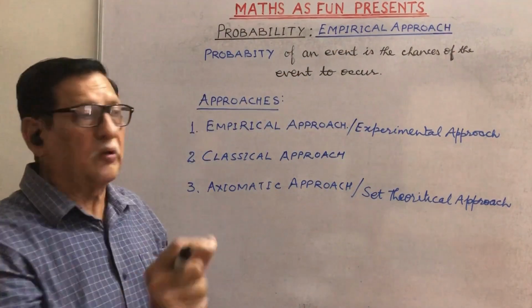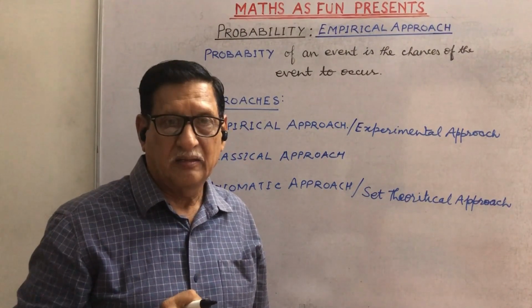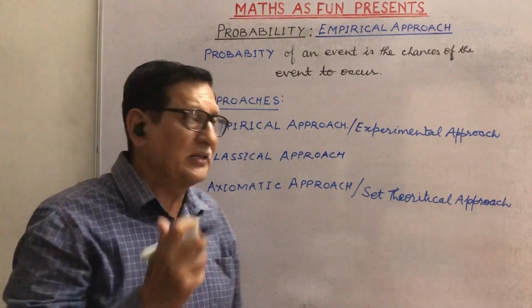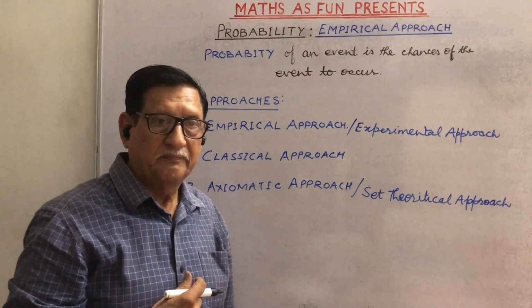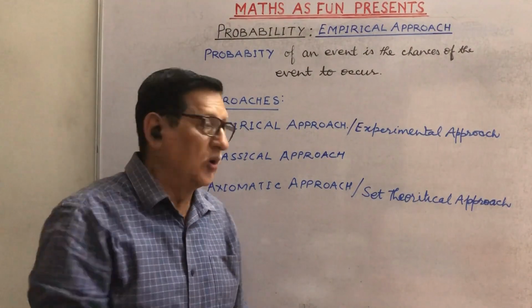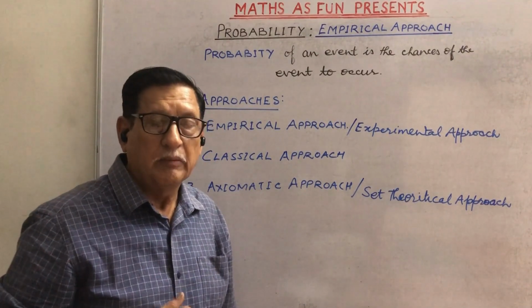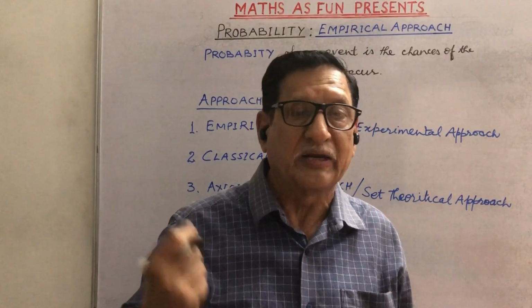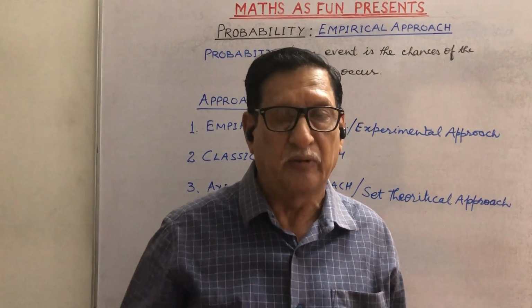We have already learnt that the probability of an event is the chance of the event to occur. We have different approaches for finding the probability, and they are: number one, the empirical approach or experimental approach. The second one is the classical approach, and the third one is the axiomatic approach, or we call it the set theoretical approach. We will be learning about all these approaches, but in this particular video we are going to learn about the empirical approach and how to find the probability by applying the empirical formula. What is that empirical formula?